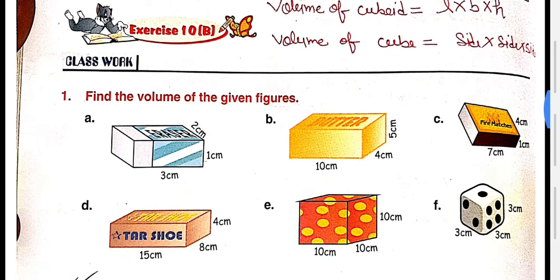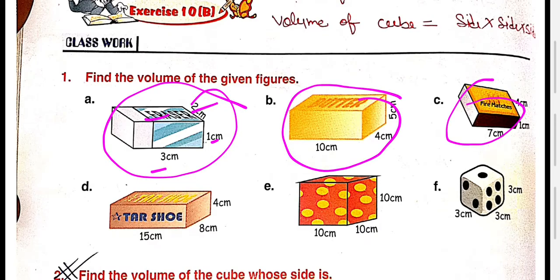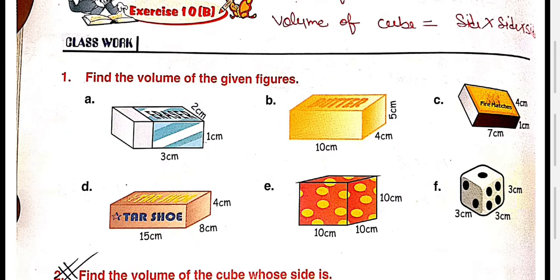Now find the volume of the given figure. Some figures are given. There is an eraser. It is length, it is breadth, it is height. So you have to find the volume. Butter, you have to find the volume. Fire matchbox, star shoes is a cube, and these are dice. All volume you have to find out. Length, breadth, height is given. So these 3 parts I am solving here. These 3 parts you have to do by yourself in homework.